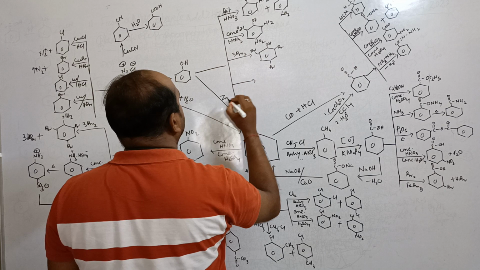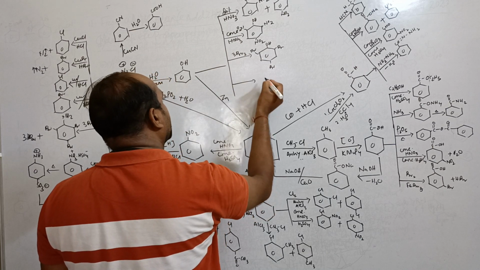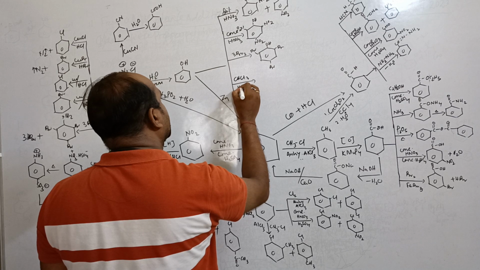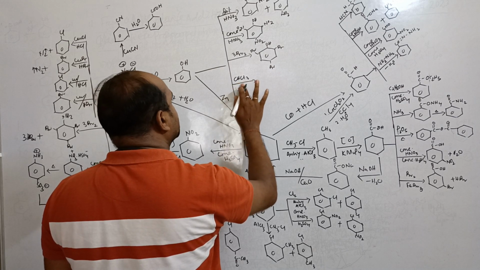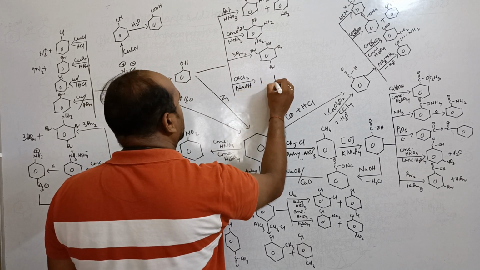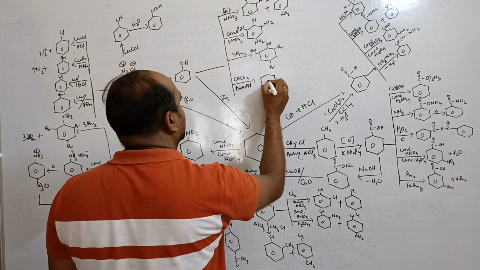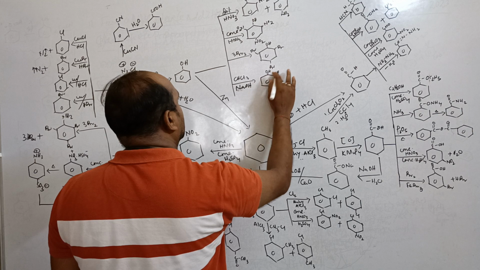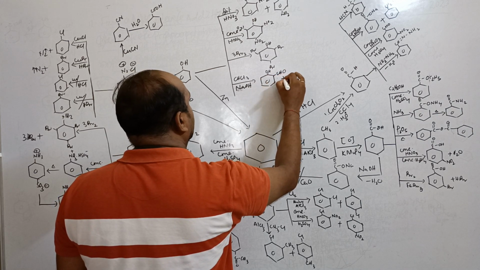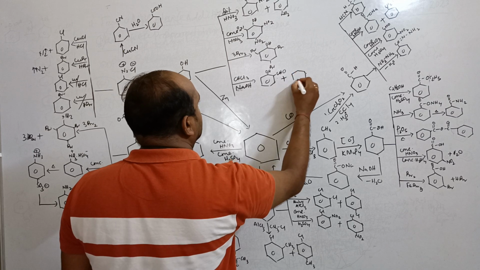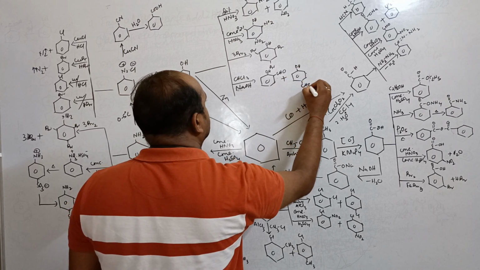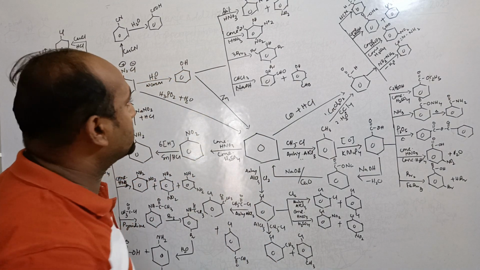Again phenol is treated with chloroform, CHCl3, and NaOH to form ortho-hydroxybenzaldehyde and para-hydroxybenzaldehyde. Okay. This reaction is called the Reimer-Tiemann reaction.